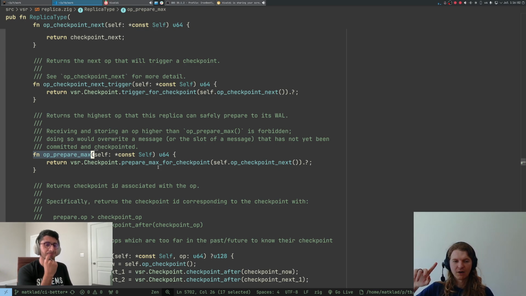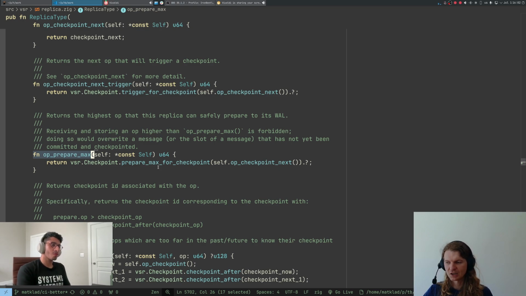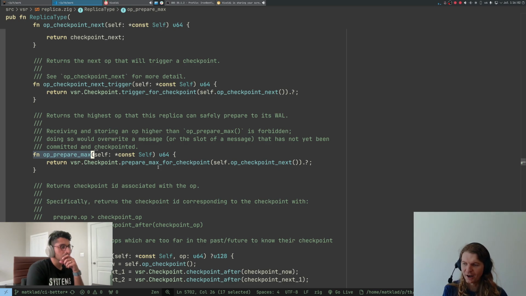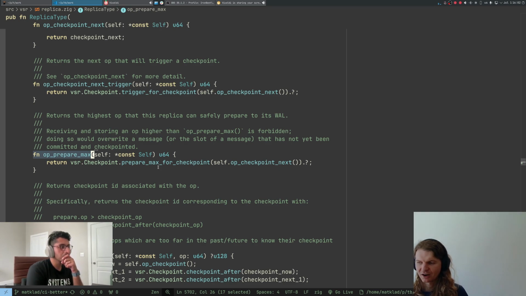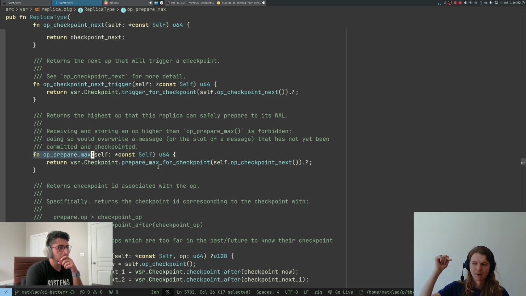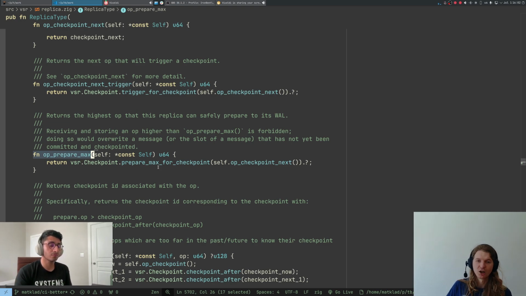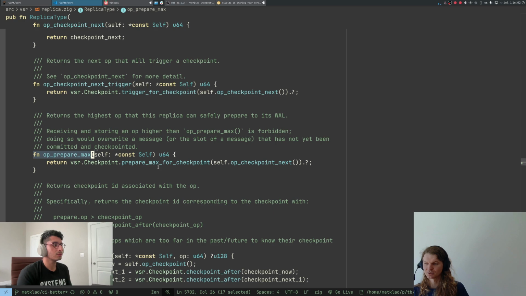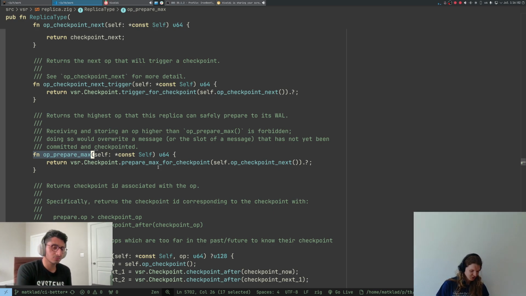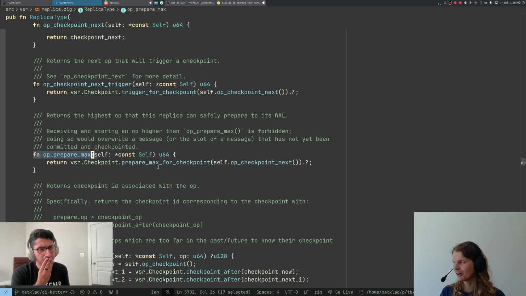So op prepare max should also have a case where you receive a ping from a primary, and that ping says, "Hey, commit max is so and so." So you realize that, while I'm not hearing from those other folks, I know that commit max is past my op prepare max, which is determined simply by my checkpoint, so I can also advance my op prepare max. Got it. Interesting.